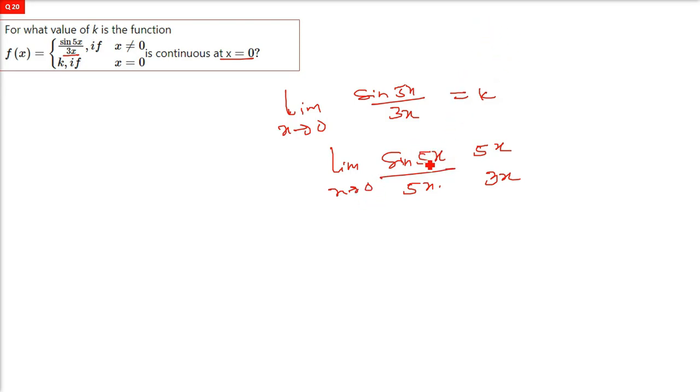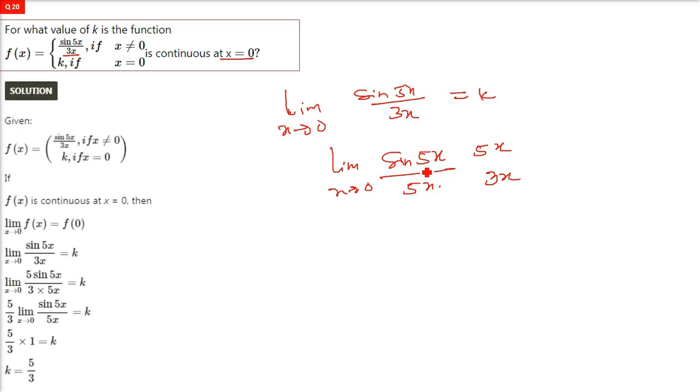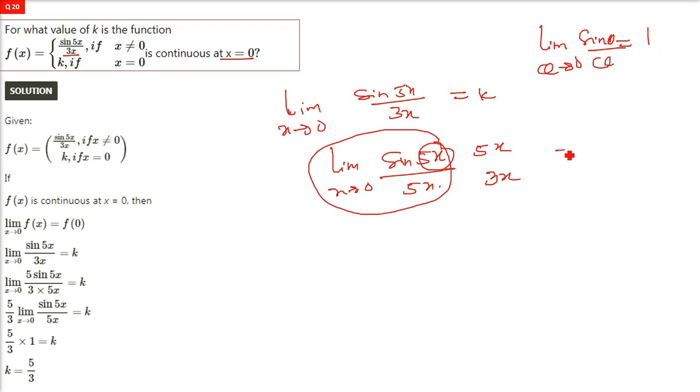As I said, we have already seen the limit as theta tends to 0 of sine theta by theta is 1. Let me write it here. Sine theta by theta, theta tends to 0, is equal to 1. So this whole is going to be 1. We are left with 5x by 3x, and this is equal to k. You can cancel this x out. k is 5 by 3, which is your answer.